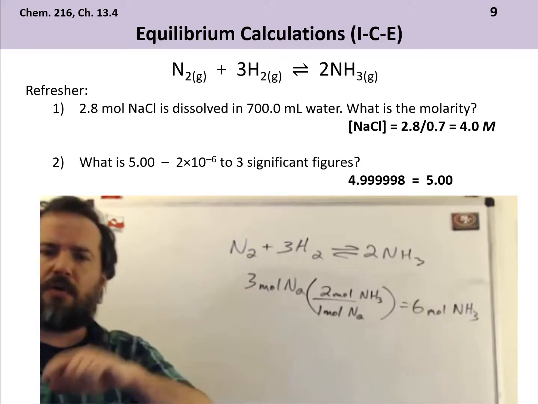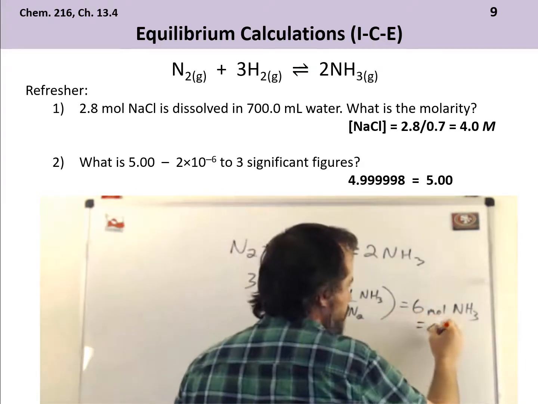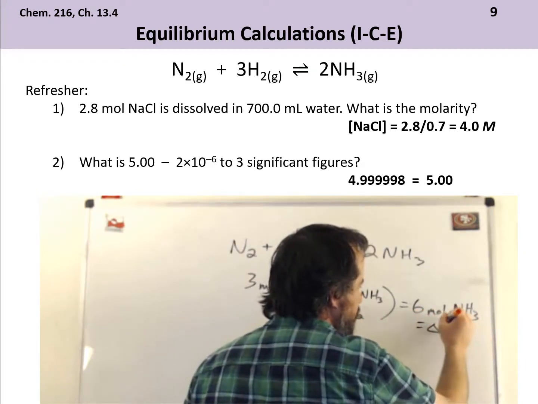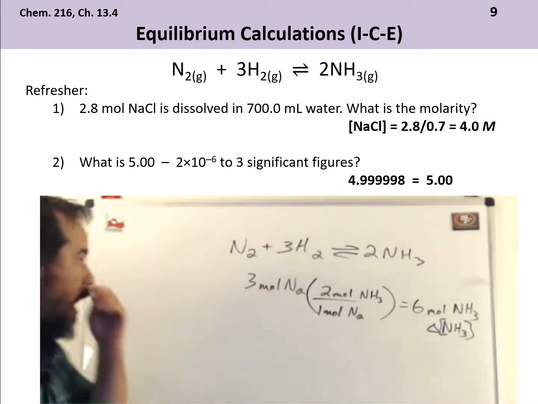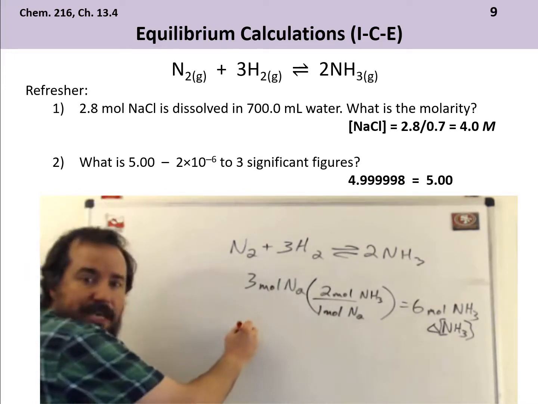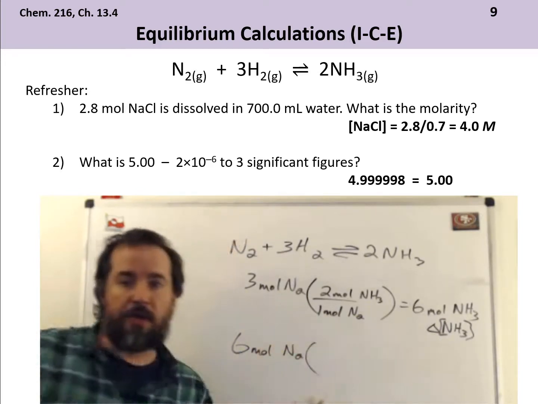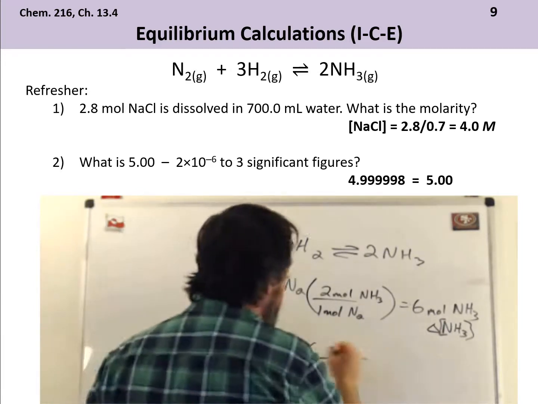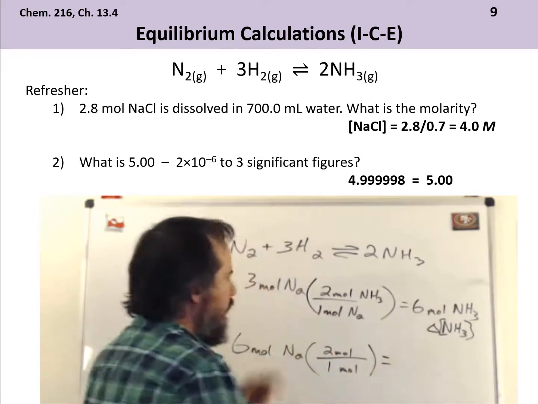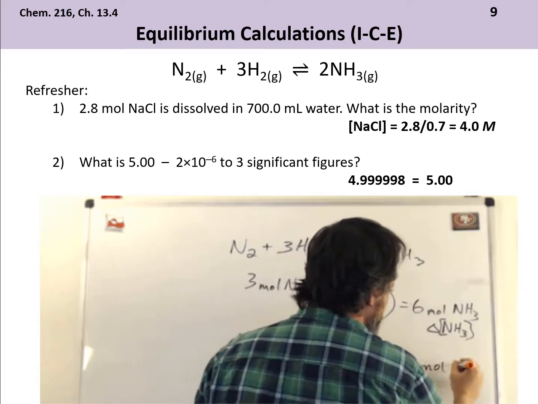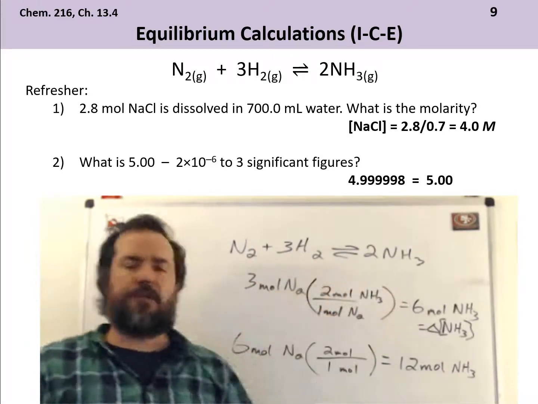Oh, by the way, notice how I used delta NH3, the change in the NH3 concentration. All right, second, we're told that 6 moles N2 reacts, and we want to know how much NH3. I can just do the same thing, 2 over 1. And here, I'm going to get 12 moles NH3. So I doubled the amount of N2, I doubled the amount of NH3.